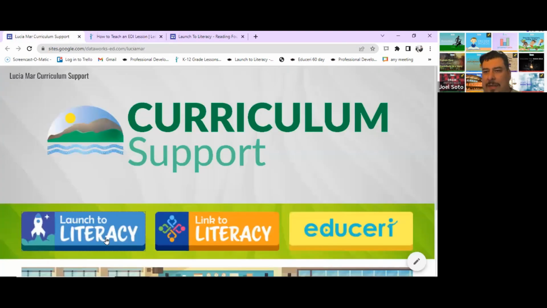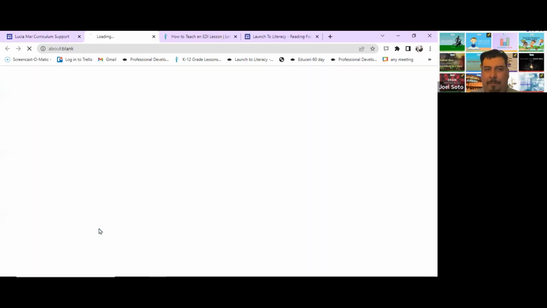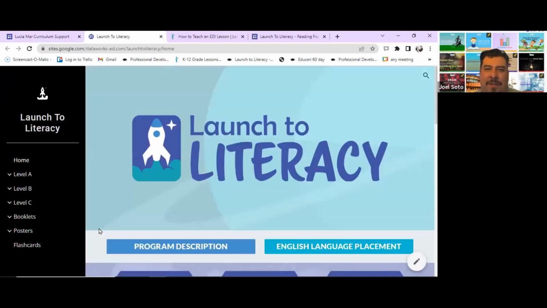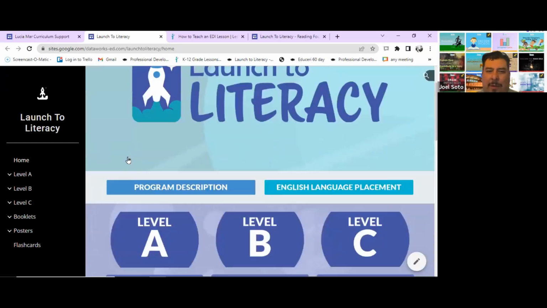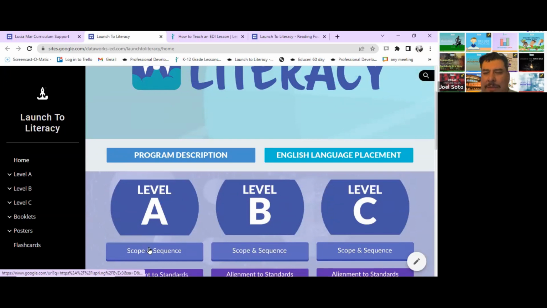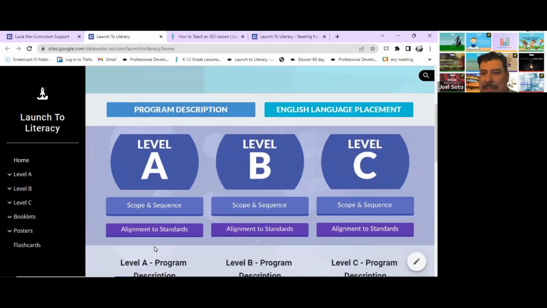So launch literacy is learning to read. That's where your ones and twos are going to be. Those are people who are acquiring the language. They have to learn how to read. We're going to do placement. You already have the placement. Now, if you have to turn in any type of paperwork, or a scope and sequence of whatever you're doing every week, you're either going to click on the scope and sequence or alignment to standards.